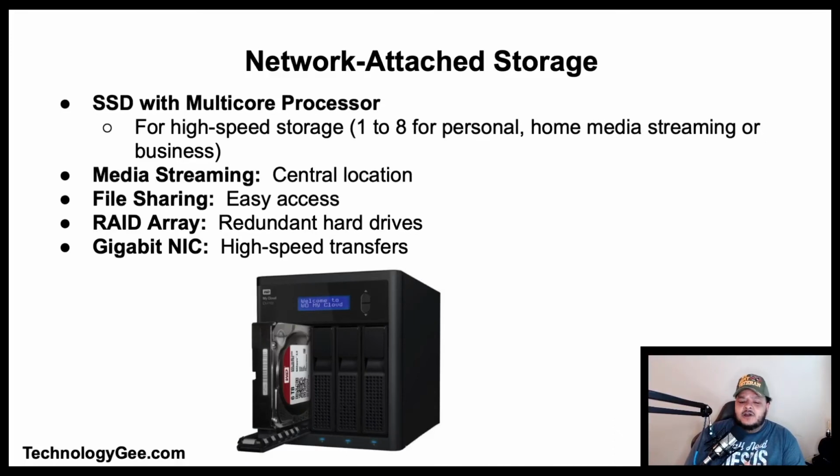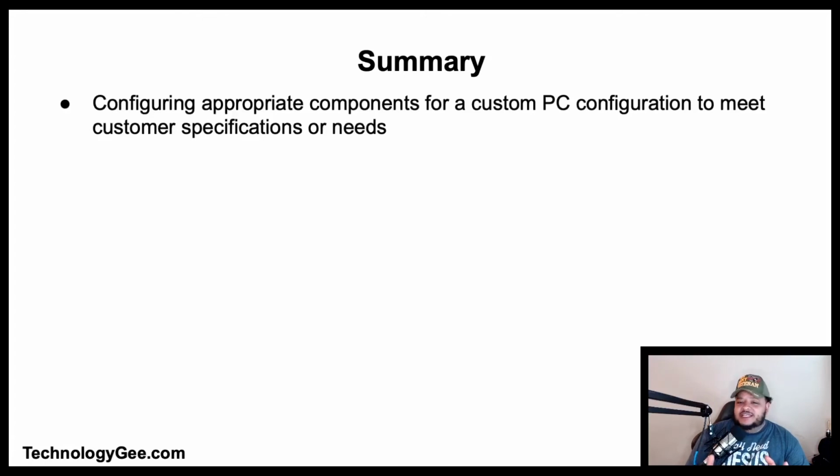And then finally, let's talk about a network attached storage device. To get the most out of the network attached storage, here are some of the general recommendations. You want an SSD with a multi-core processor for high speed storage. You want this thing to support media streaming, and you want it in a centralized location. You want it to have file sharing for easy access, a RAID array that supports redundant hard drives. And then you want it to also have a gigabit NIC, or network interface card, that will allow for high speed transfers.